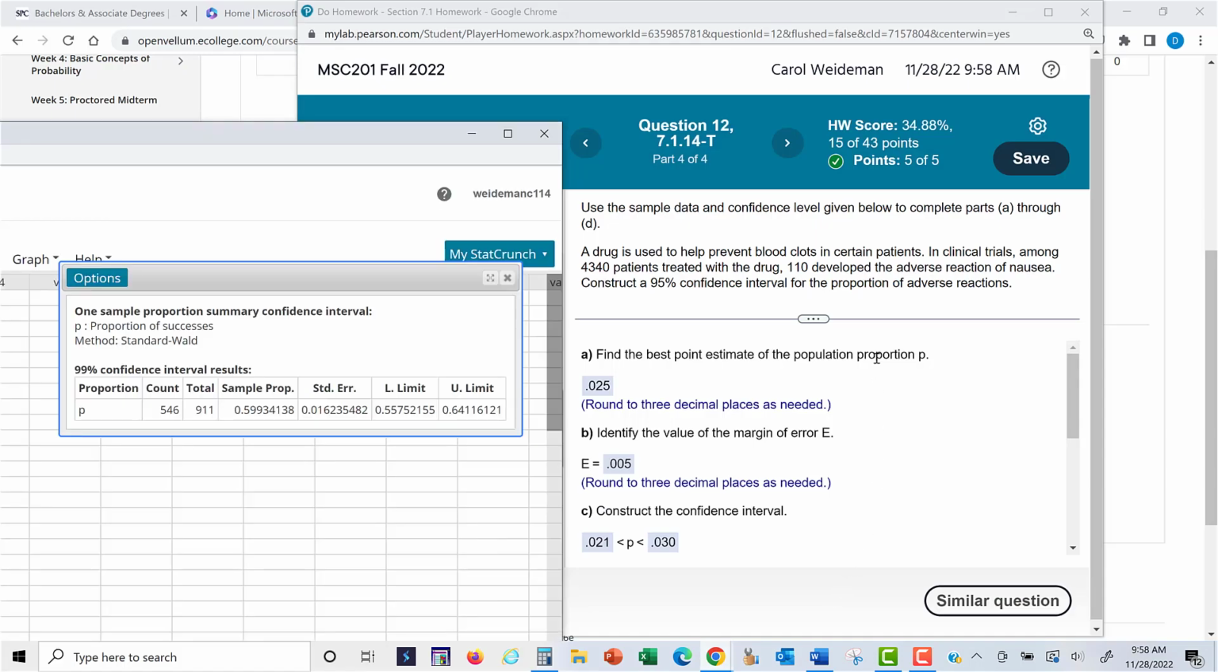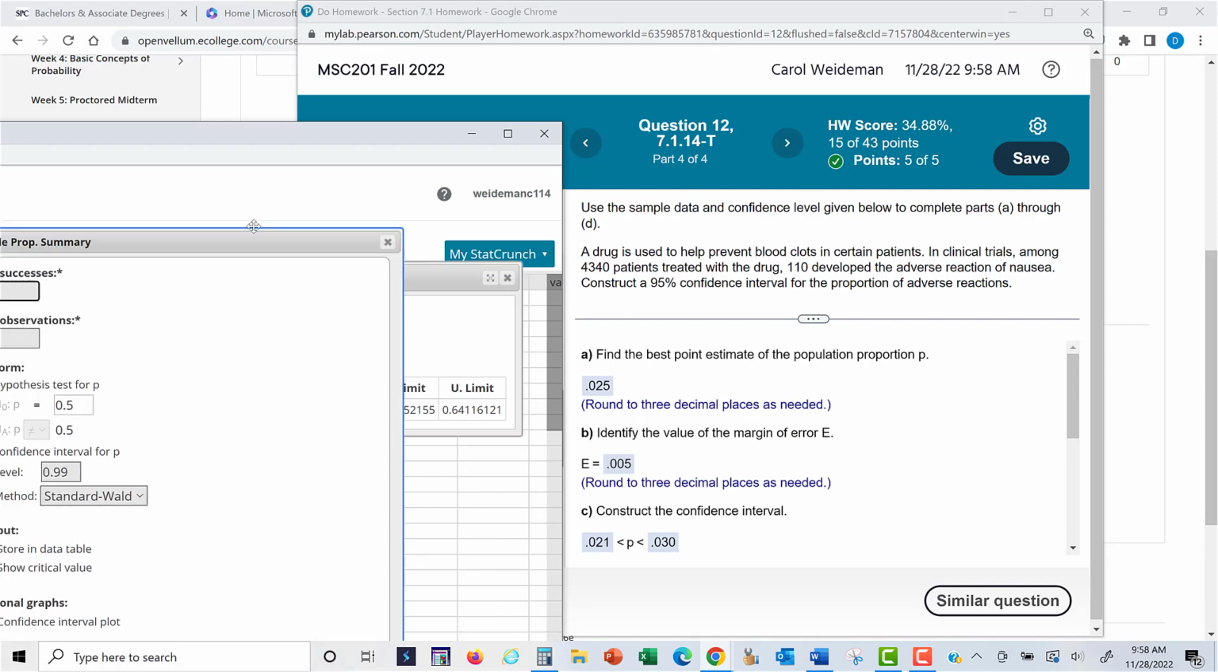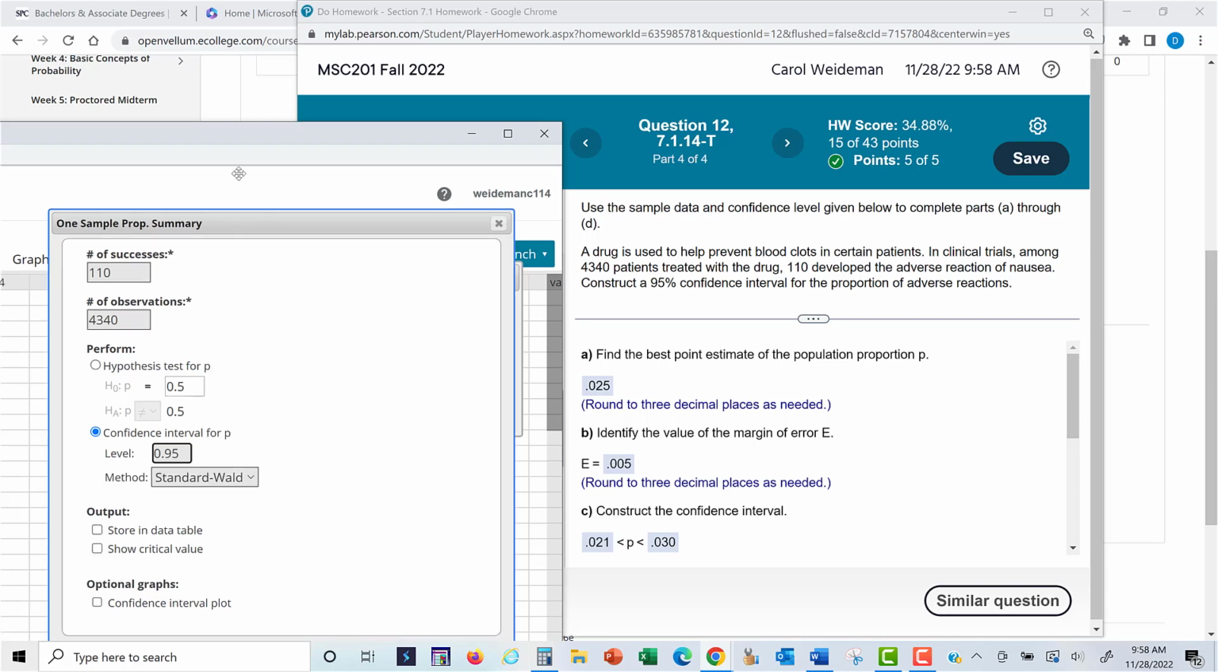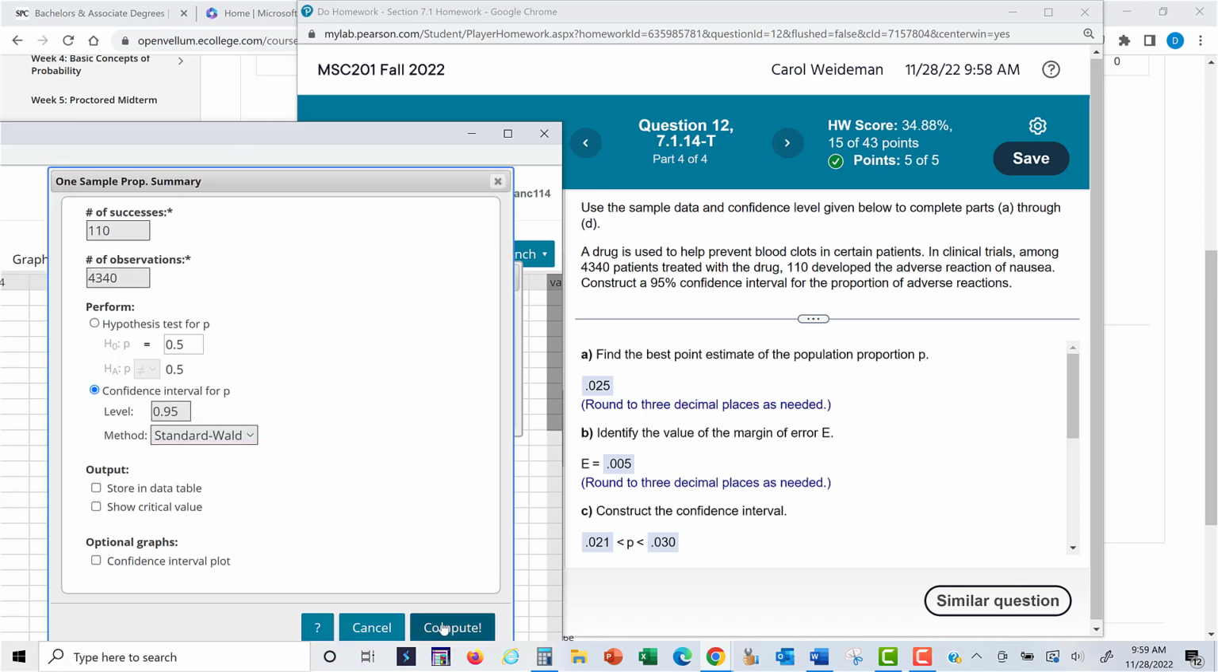And we're looking at blood clots here. And again, you can just go to options and edit, and you can just update the information that's in the tool. So now we have nausea, and we're looking at 110 subjects had that reaction out of 4340. So I'm going to put that in for the number of observations. And then they wanted a 95% confidence interval. So I'm going to change my confidence level down here to 0.95, and I'm going to compute.